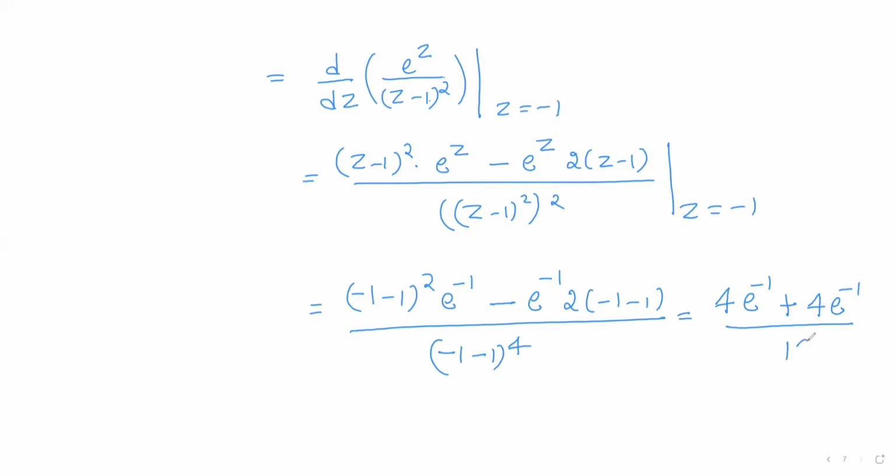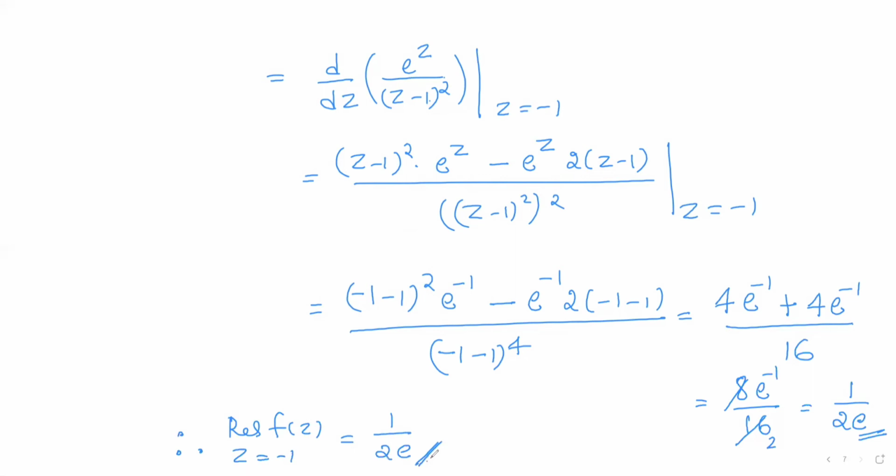minus 1 minus 2, minus 2 to the power 4 is 16, right? So it is 8 into e to the power minus 1 by 16, or it is 1 by 2e. Can write it as 1 by 2e. So denominator 2, so e to the power minus 1 comes to the denominator. So therefore, what is the residue of f of z at z is equal to minus 1? It is 1 divided by 2e, which completes the problem.